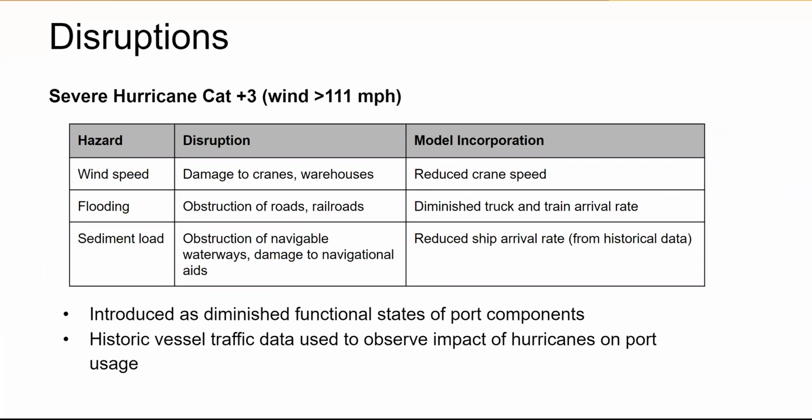So we selected the presence of severe hurricanes in the Gulf of Mexico as our disruption. The general idea is to identify events in the process diagram that could see their duration affected by the hazards listed in the table. In summary, the disruptor diminishes functionality or alters the arrival rate of various components in the model.